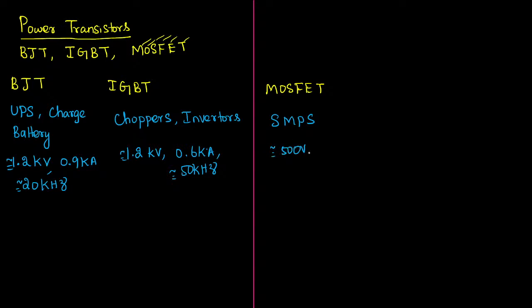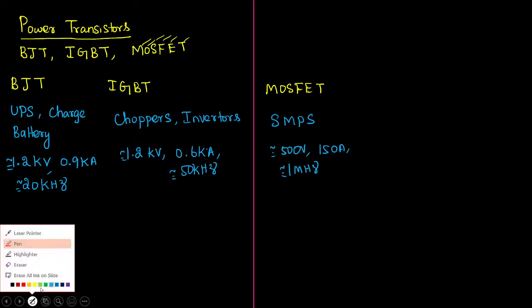If you talk about MOSFET, the voltage range is very high. Sorry, the voltage range is very low, not high. And the current rating is also up to some 150 to 200 ampere you can use. You can say 150 ampere maximum, because the MOSFET current rating is not very high. And if you observe the frequency, it is a little bit high. We can go up to 1 megahertz.